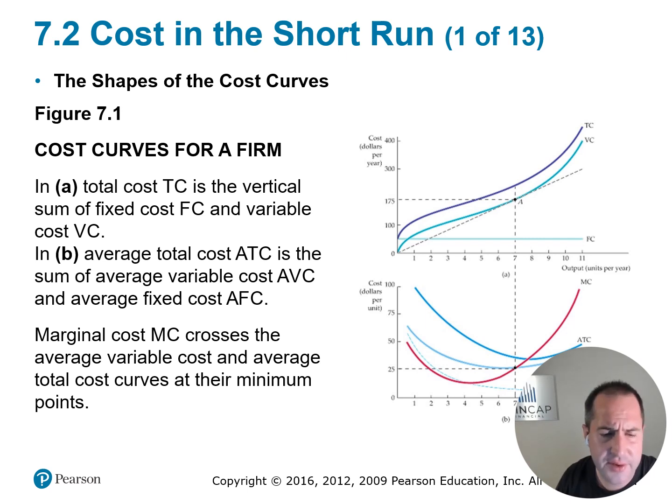The total cost curve, as you see right here, is the vertical sum of the fixed costs and variable cost, VC. Average total cost is the sum of the average variable cost, AVC, and the average fixed cost, AFC. Marginal cost crosses the average variable cost and the average total cost curves at their minimum points. So you'll see that right here.